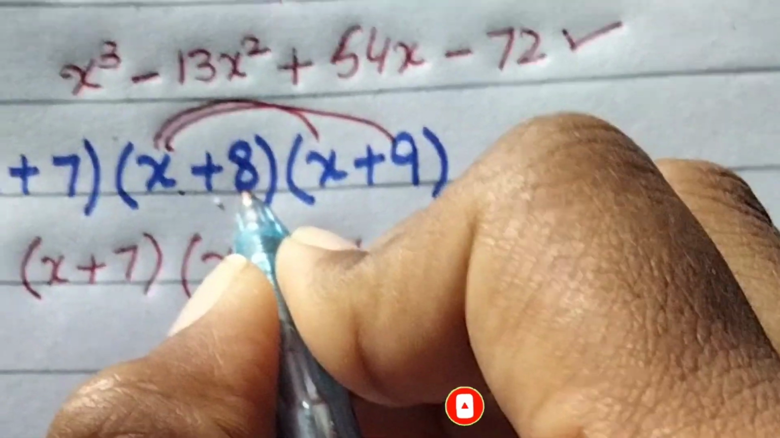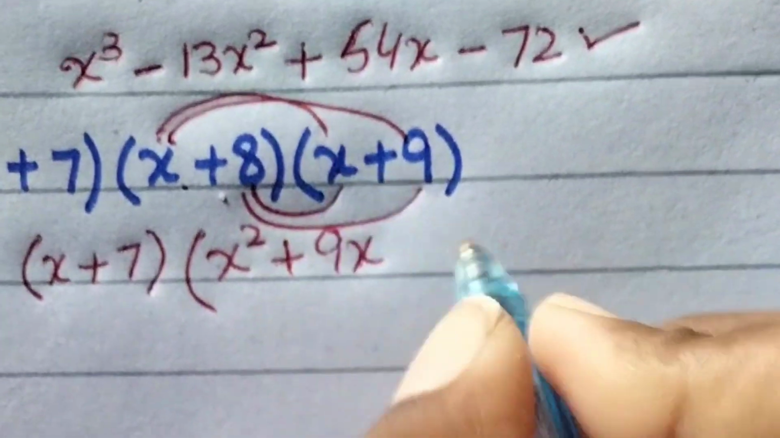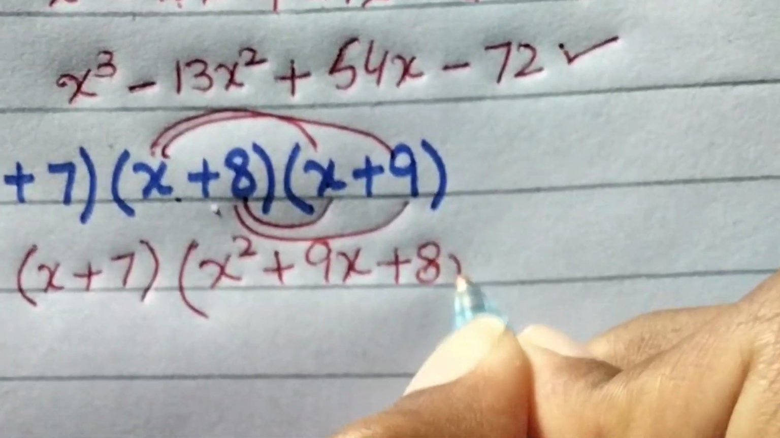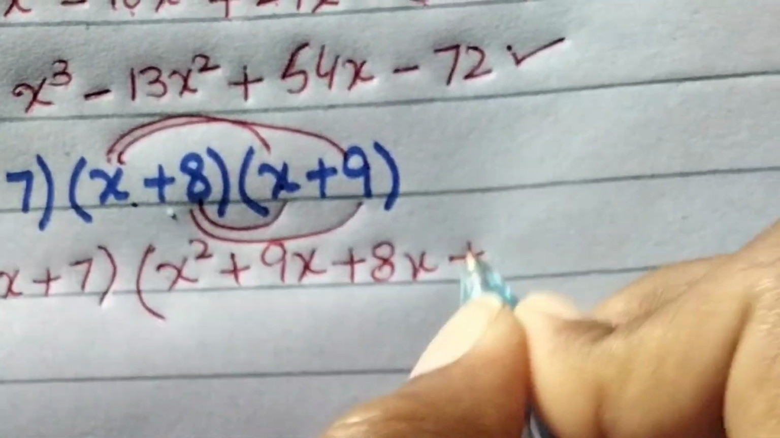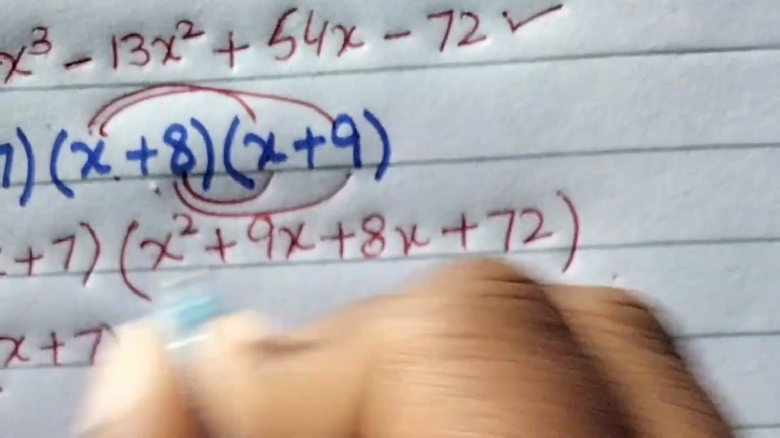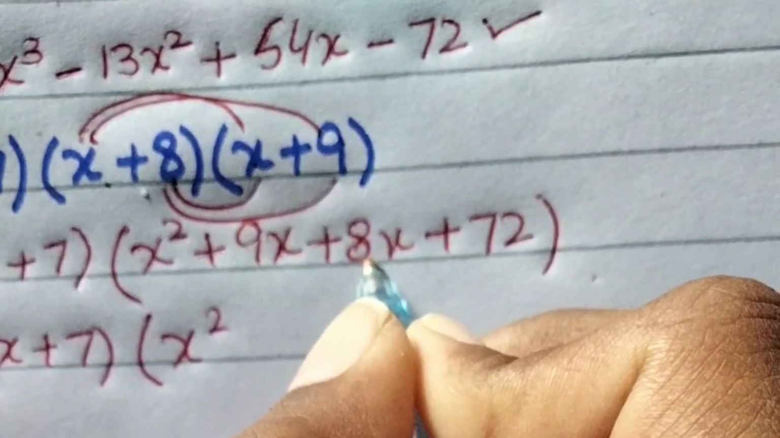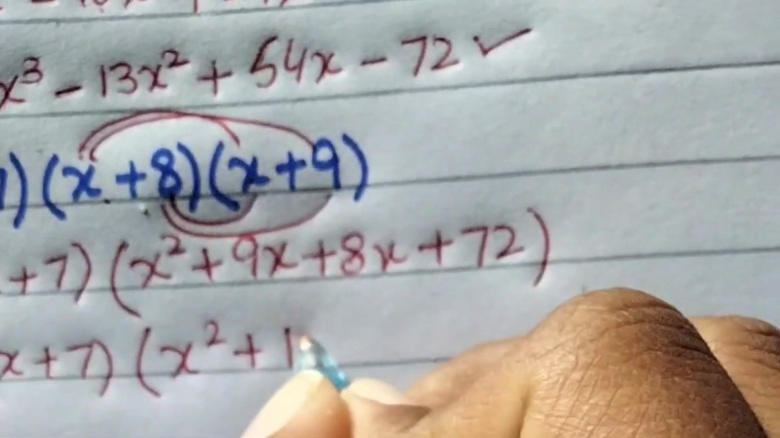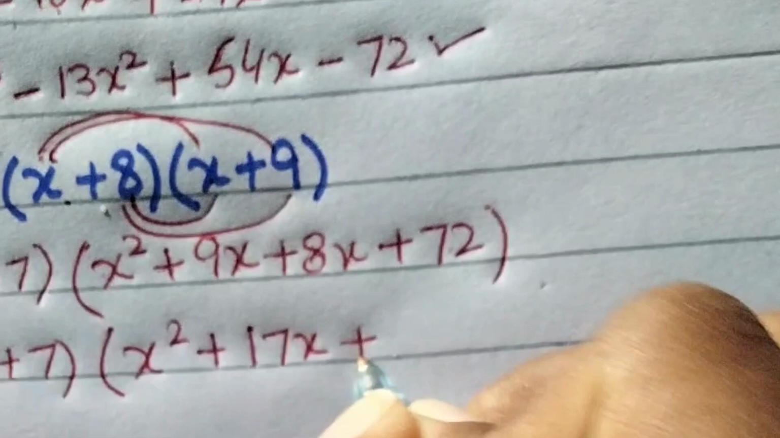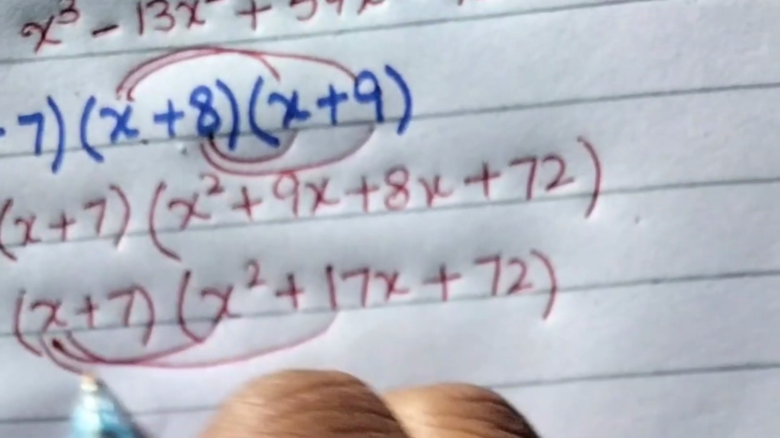In the next step, we will multiply 8 with x and then 8 with 9. So 8 times x will be 8x, and 8 times 9 will be 72. Now in the next step, we will just simplify this bracket. So x² as it is, 9x plus 8x will be 17x, and this 72 is as it is. In the next step, we will multiply x with all of these values like this one.